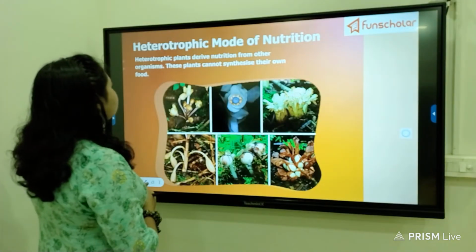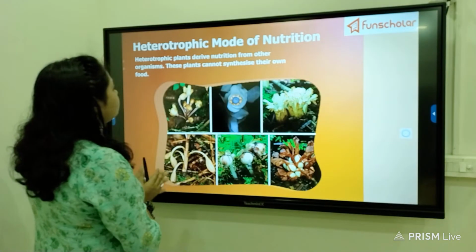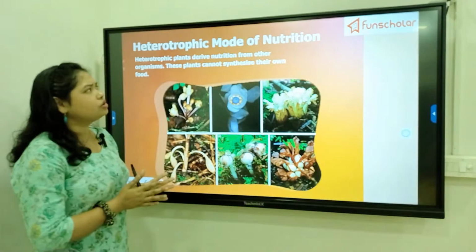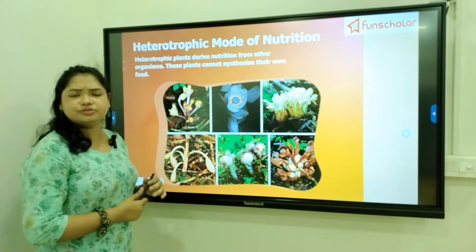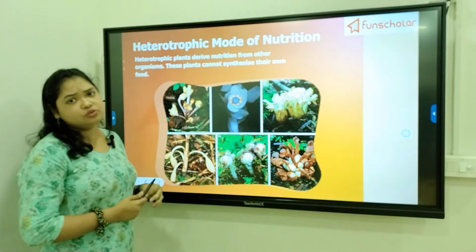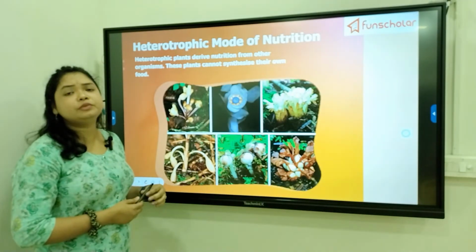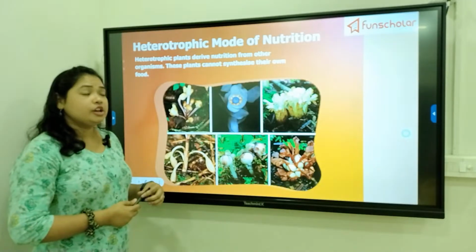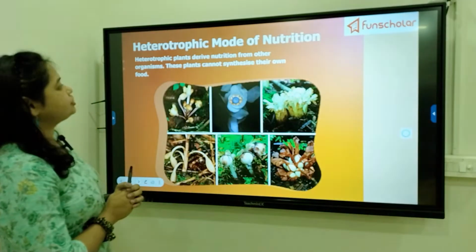Now coming to heterotrophic modes of nutrition in case of plants. Can plants also carry out heterotrophic mode of nutrition? And why do they need to go for heterotrophic mode of nutrition if they are autotrophic in nature? So that is the main question.